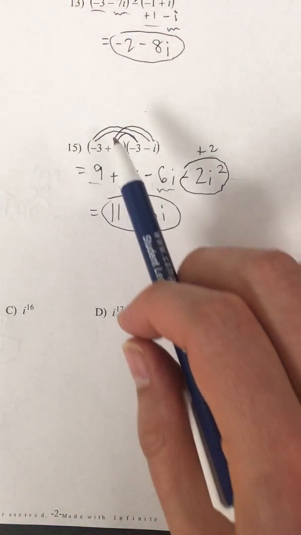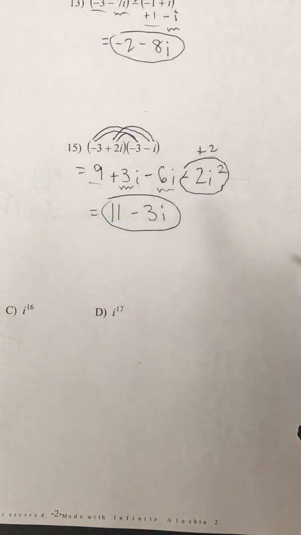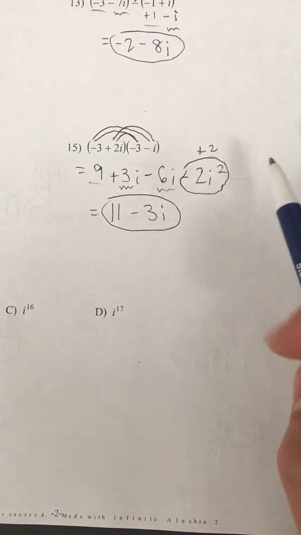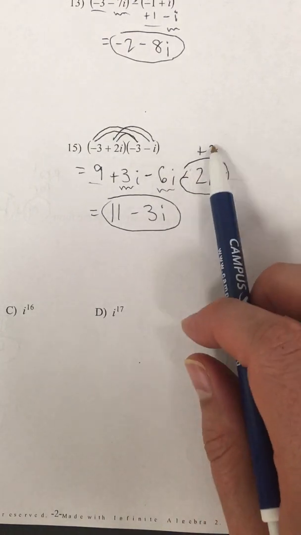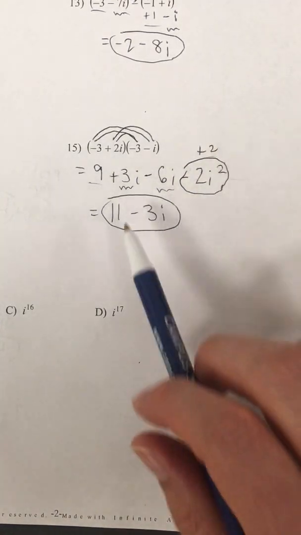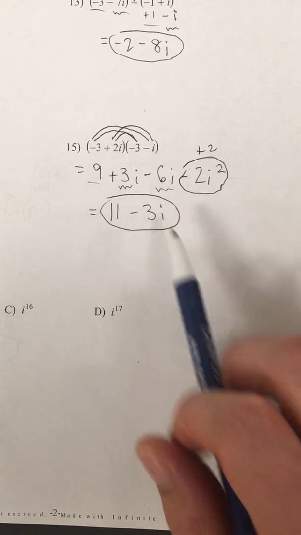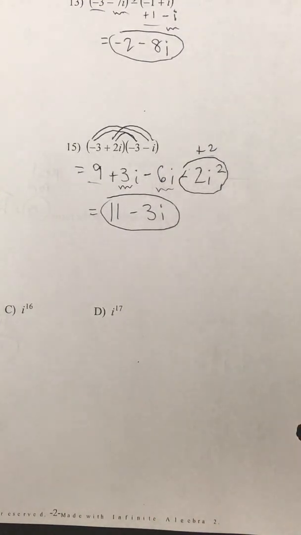Okay, so again, multiply, you multiply each by each. Don't leave i squared in your answer. i squared is -1, so -2i squared is really a plus 2. 9 plus 2 going to be 11. 3i minus 6i going to be -3i. It's okay if you have i in your answer, just not i squared. All right, so that's multiplying.